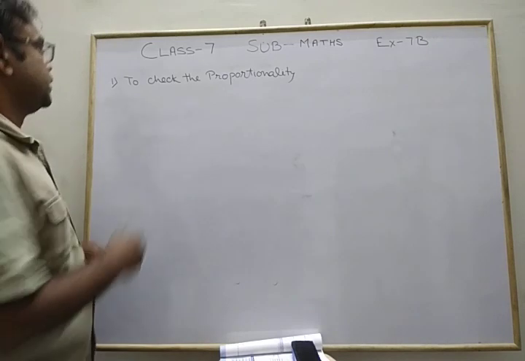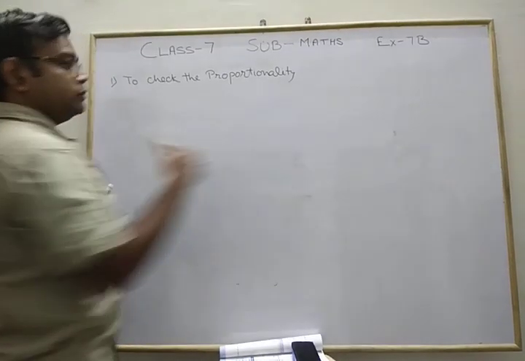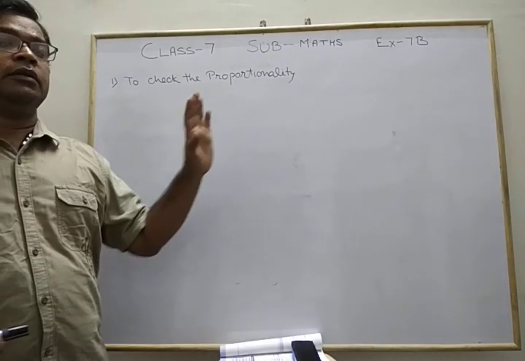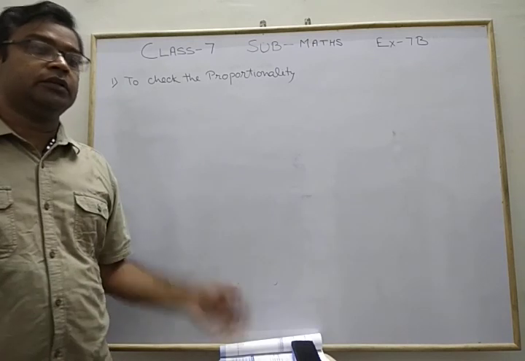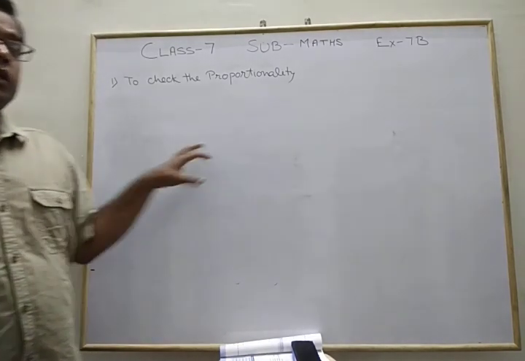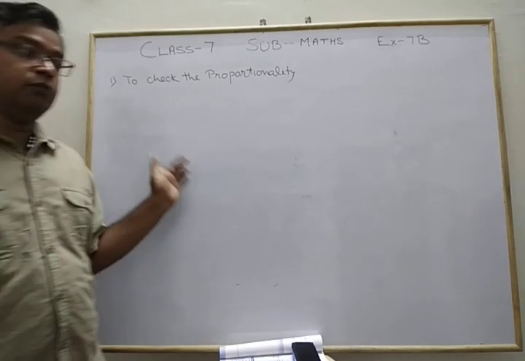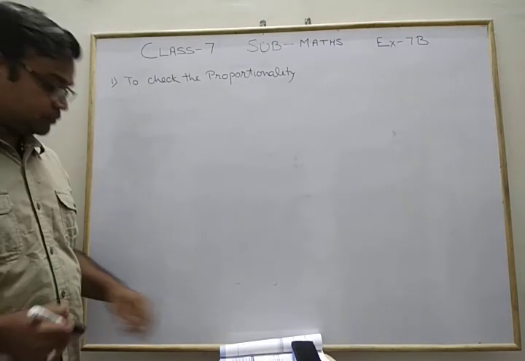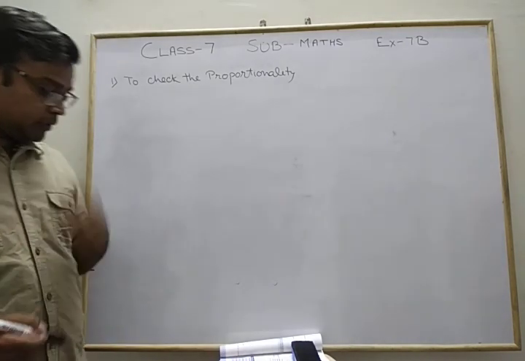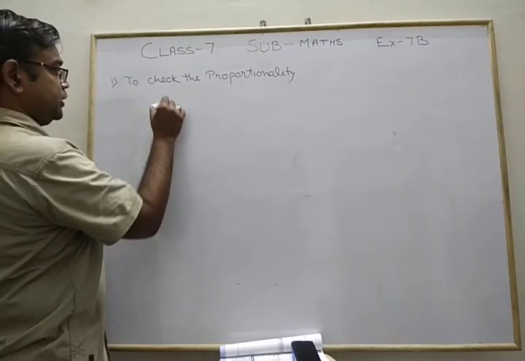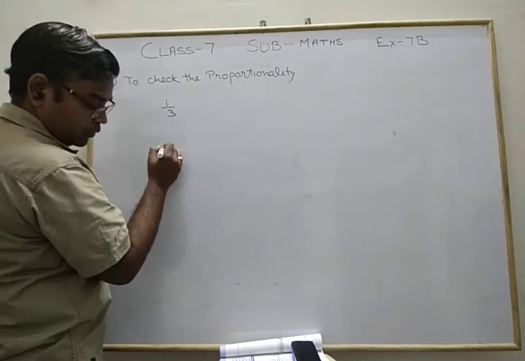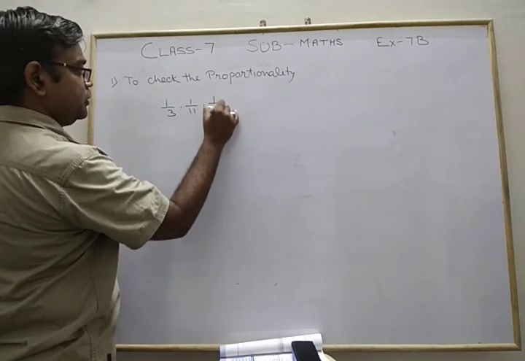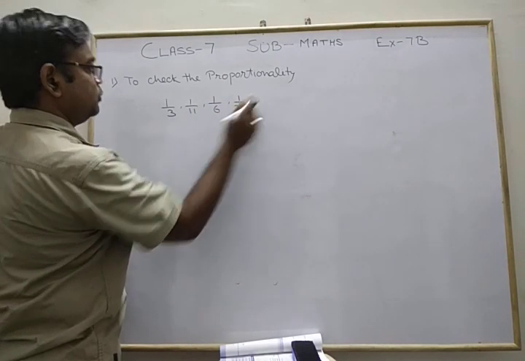Now come to the point. The first part is to check the proportionality, to check whether the given proportions are true or not. Someone may write the numbers in an easier way saying this is a proportion, but you have to check whether they are in proportion or not. We use the same concept: product of extremes equals product of means. I am going to check this question given in the book: 1 upon 3, 1 upon 11 and 1 upon 6, 1 upon 22, whether they are in proportion or not.